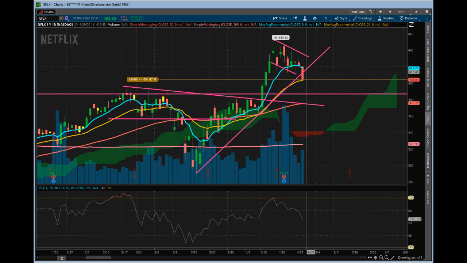We need to see confirmation. One, we need to see earnings. We have no idea. And two, with Netflix, it's holding its 21 EMA, so we need to see if it can confirm or at least push below it. If not, it may hold its 21 and continue to work its way back up, get back above that trend line, maybe with some more bullishness in the Qs.